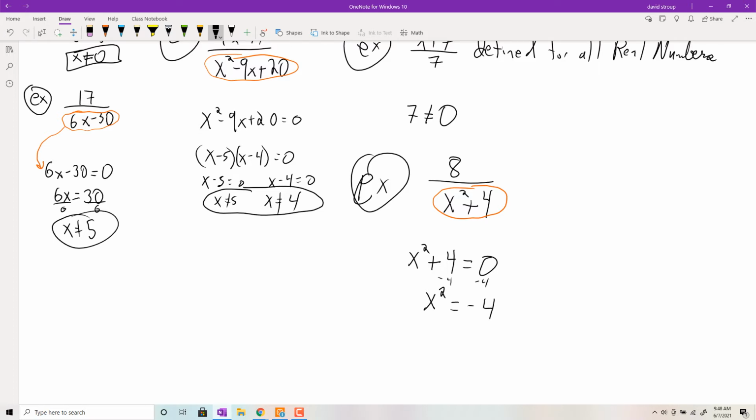There's no number such that when I square it, it is going to equal a negative number. There's nothing I can put in there that's going to work, unless you're working with imaginary numbers, which we're not really working with at this point. We're just worried about real numbers. Is there any real number such that when I multiply it by itself, I get out a negative? No, right? So this thing is going to be defined for all real numbers, or you could just say all reals.